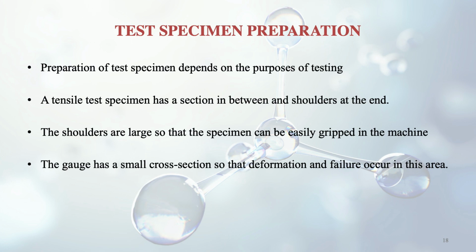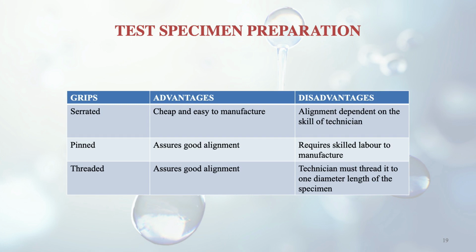Okay. When we talk about specimen preparation, first of all we also need to know how we are going to hold it in the machine. There are different kinds of grips. The first one is the serrated grip. The advantage is that it is cheap and easy to manufacture. The disadvantage is that alignment is dependent on the skill of the technician.